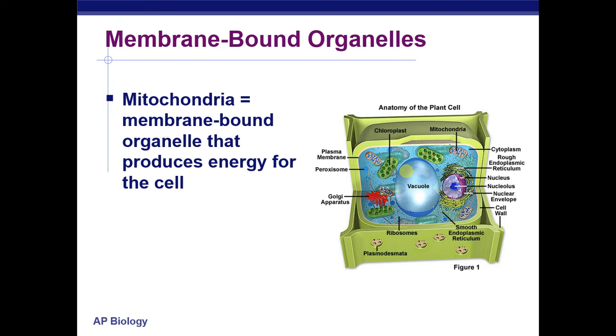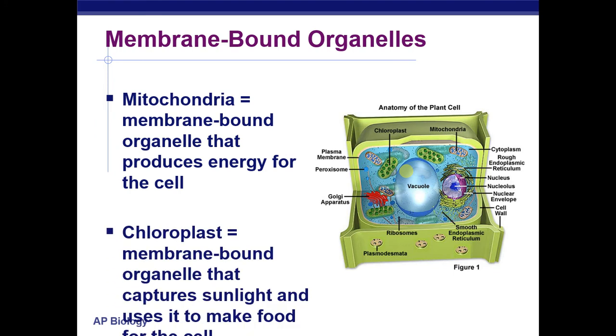So mitochondria are membrane-bound organelles that produce energy for the cell, and chloroplasts are membrane-bound organelles that capture light energy for plant cells they use to make food. All right, and they used to be separate prokaryotic cells that eventually were engulfed by and incorporated in fledgling eukaryotic cells.